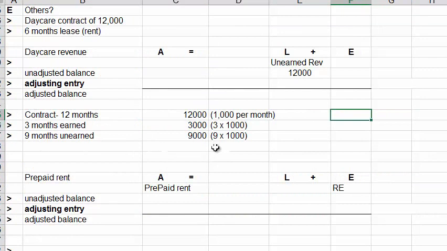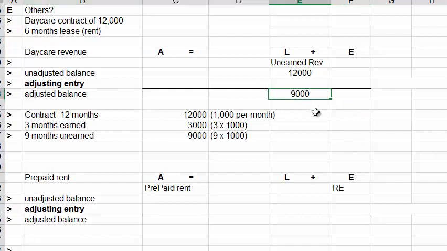Let's see, so I did some quick math over here. It was a 12-month contract, and when you're doing these problems, make sure you read all the details very carefully. It could have been a 24-month contract, then you'd be coming up with $500 per month. Look carefully at the dates, double check your work. In here, it was $12,000 for 12 months, so that's $1,000 a month. We said that 3 months has been earned, October through December, and the rest of it is still unearned at the end of the year.